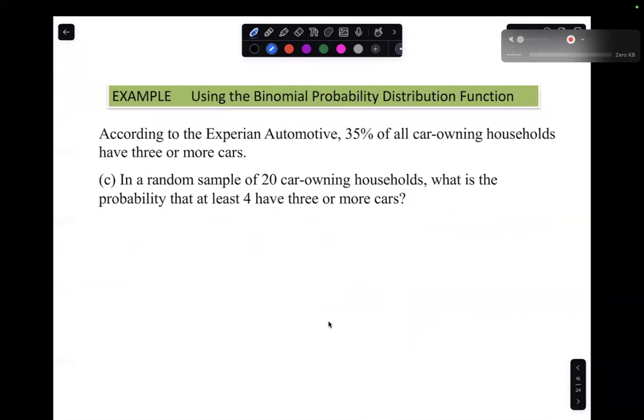Okay, moving on. Now, this is where y'all are going to be mad at me. This word right here.